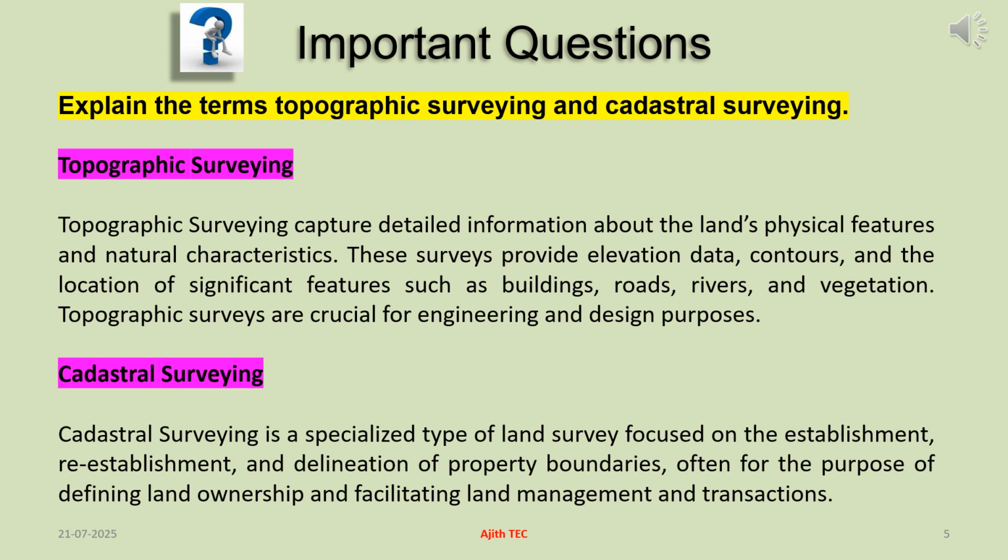Explain the terms topographic surveying and cadastral surveying. Topographic surveying captures detailed information about the land's physical features and natural characteristics. These surveys provide elevation data, contours, and the location of significant features such as buildings, roads, rivers, and vegetation. Topographic surveys are crucial for engineering and design purposes.